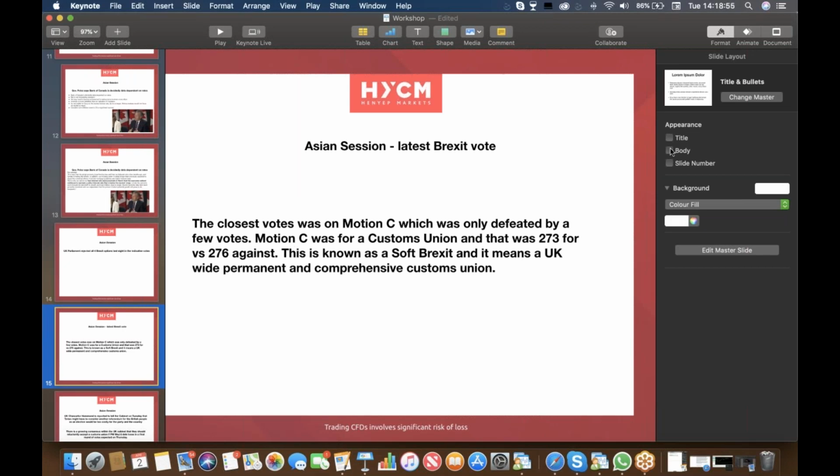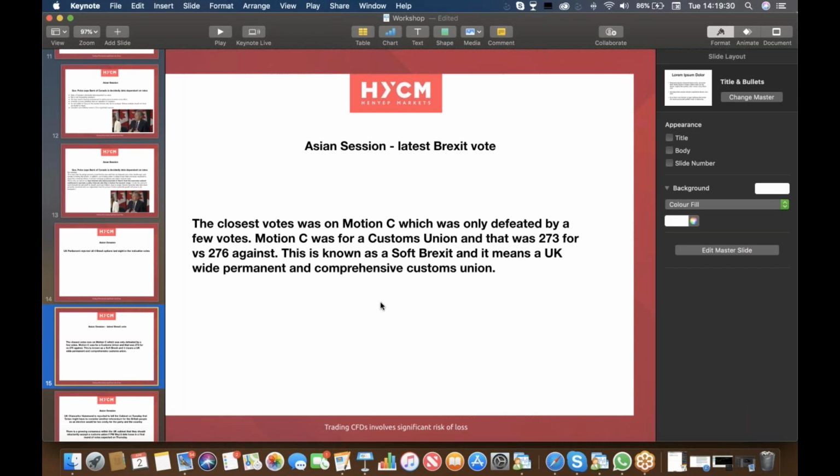Now, I'm going to explain to you guys what's important. Motion C was for a customs union, and that was 273 voted for, 276 against. So the vote only lost by a few votes. Now, this motion C is known as a soft Brexit. And it basically means that the UK will stay in a permanent and comprehensive customs union. And it's very similar to how Norway relates to the European Union. So this soft Brexit was nearly voted through.